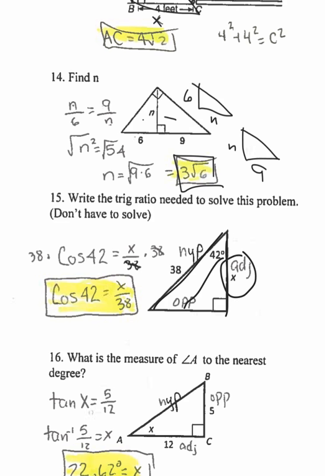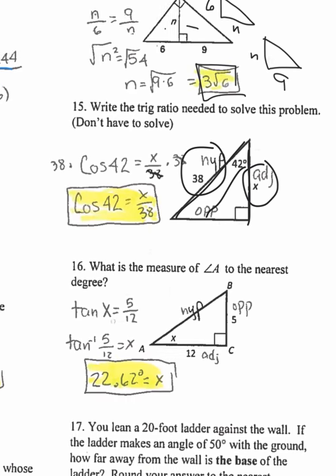You need to find the x. You have a length for the hypotenuse. Adjacent to hypotenuse, check your blue chart if you don't remember. That's cosine. Cosine of 42 equals x over 38.